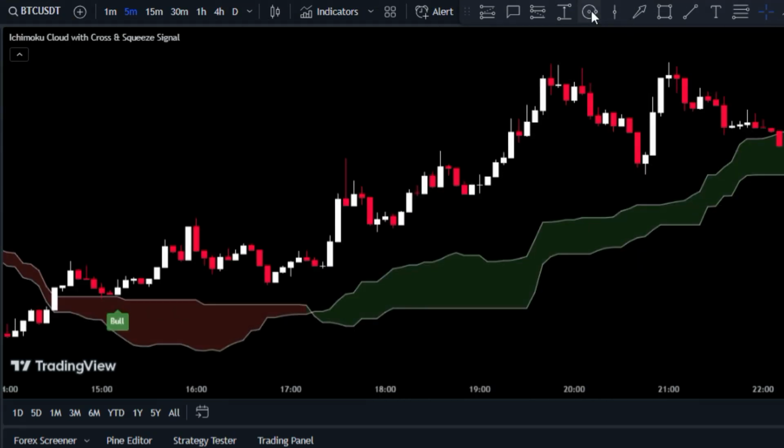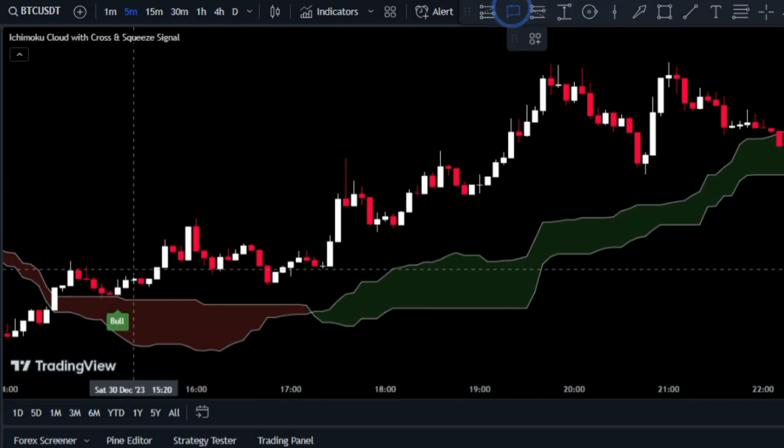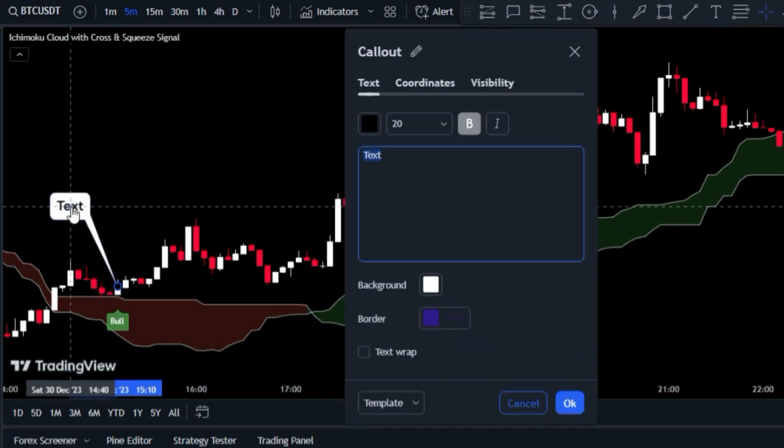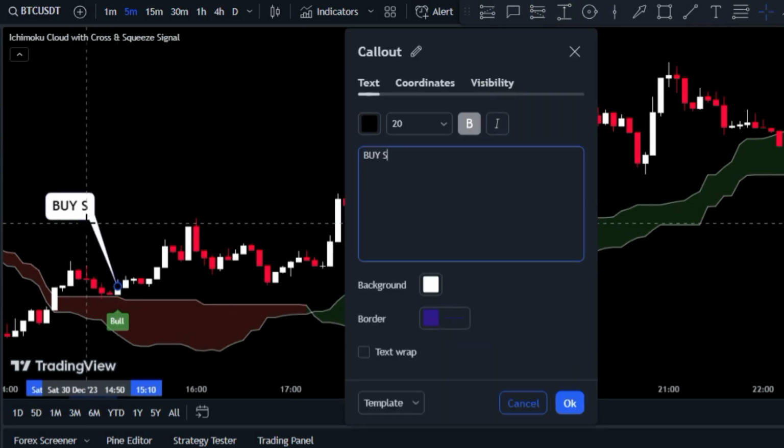This indicator also prints buy and sell signals on the chart. However, to effectively use these signals, you need to stick with me as I guide you through the necessary points to avoid losses.